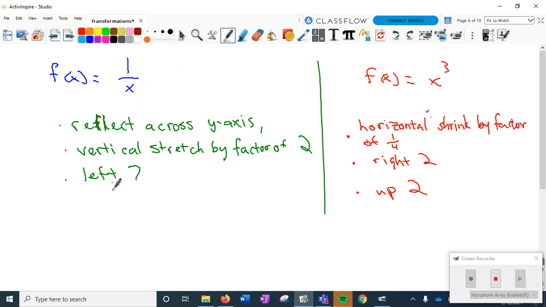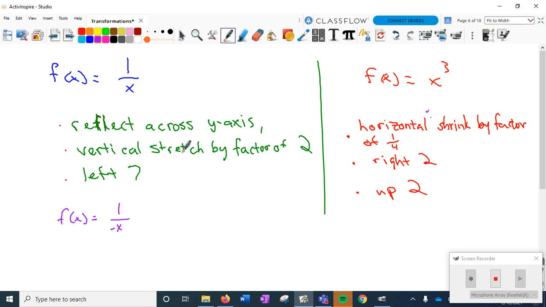If I'm going to take this original f of x and reflect it across the y-axis, think about it. Our y-axis is vertical, so reflecting across the y-axis is going to be some type of horizontal change. If I want to reflect across the y-axis, then I need to put a negative only on the x. Not out front, only on the x.